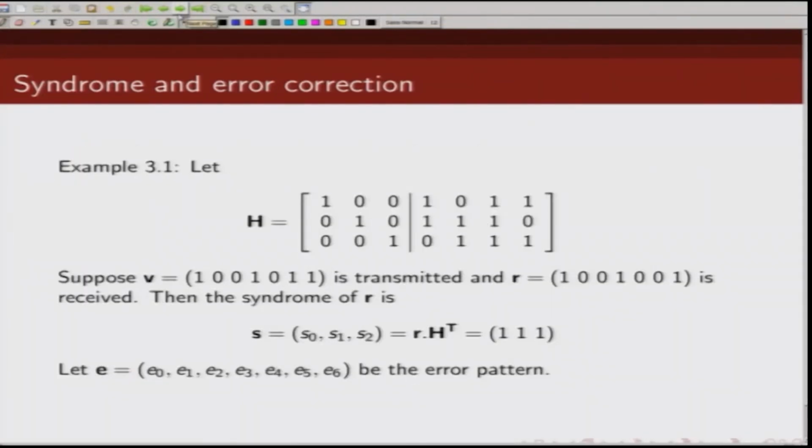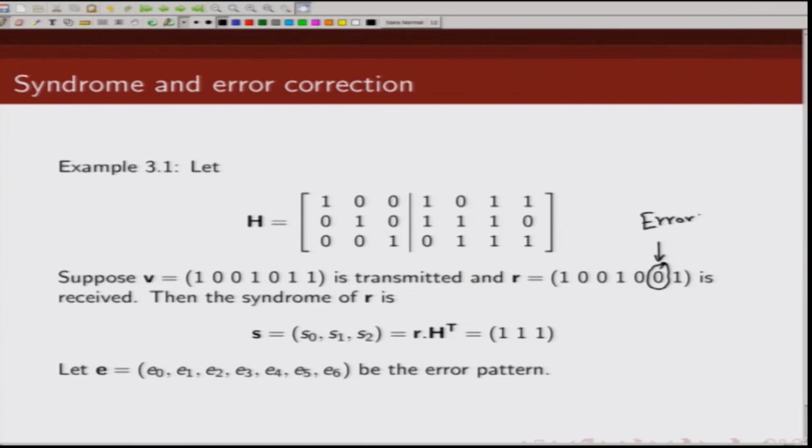So, let us take an example now. We have a 7-4 code whose parity check matrix is given by this, and our transmitted code word is this and the received code word is this. We can see that there is an error in this location. This was transmitted as 1 and was received as 0.